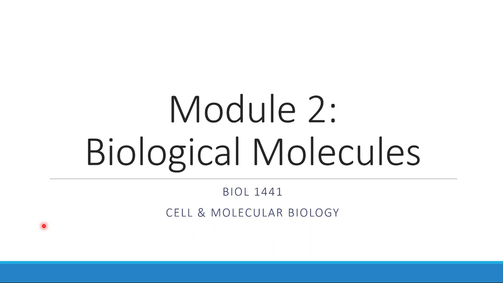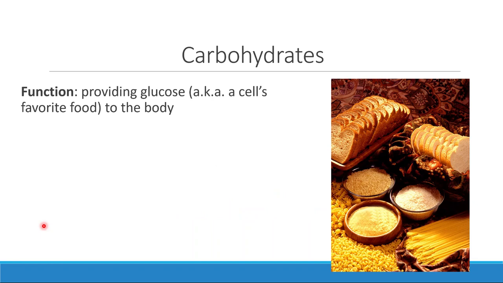In this short video, we're going to talk about the kind of macromolecule called carbohydrates. When we talk about carbohydrates, big picture, their primary function is to provide energy for our cells. Many of them either are glucose or can be broken into glucose, which is our cell's favorite kind of food. It's the easiest kind of energy.